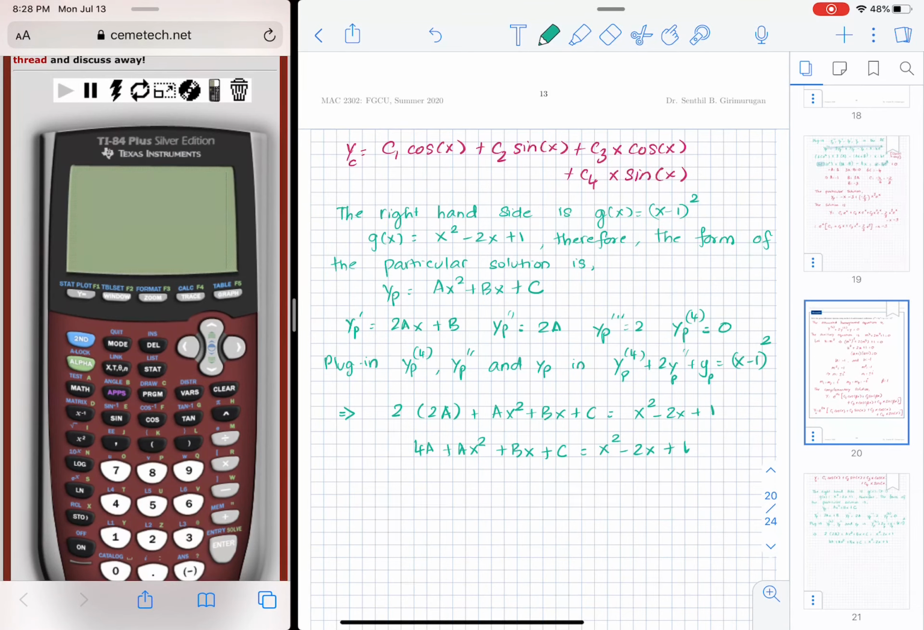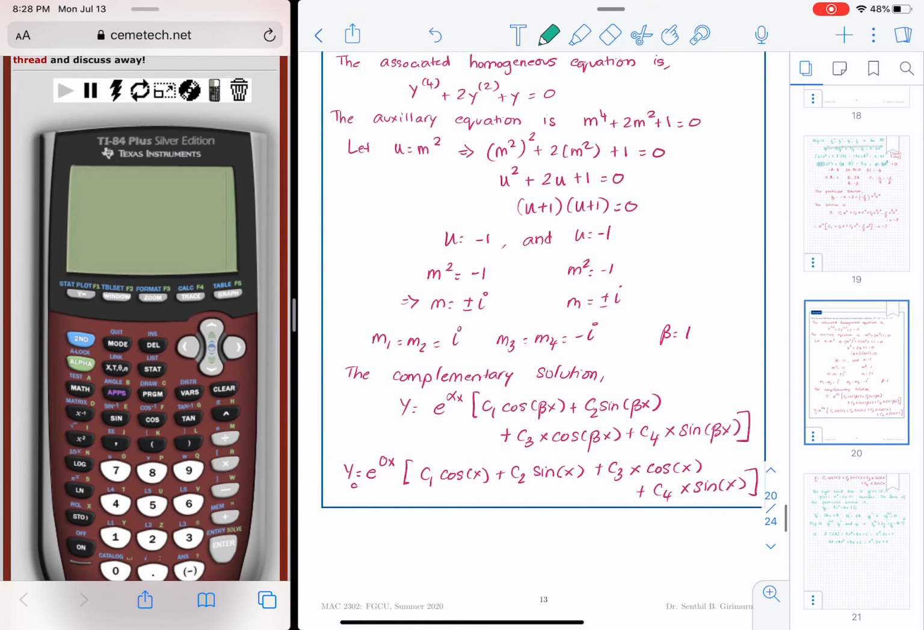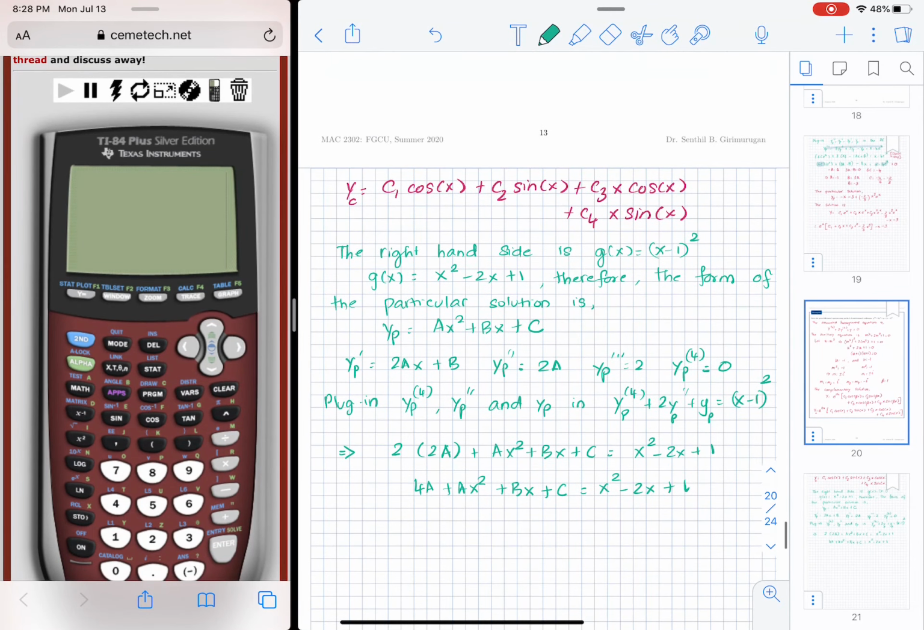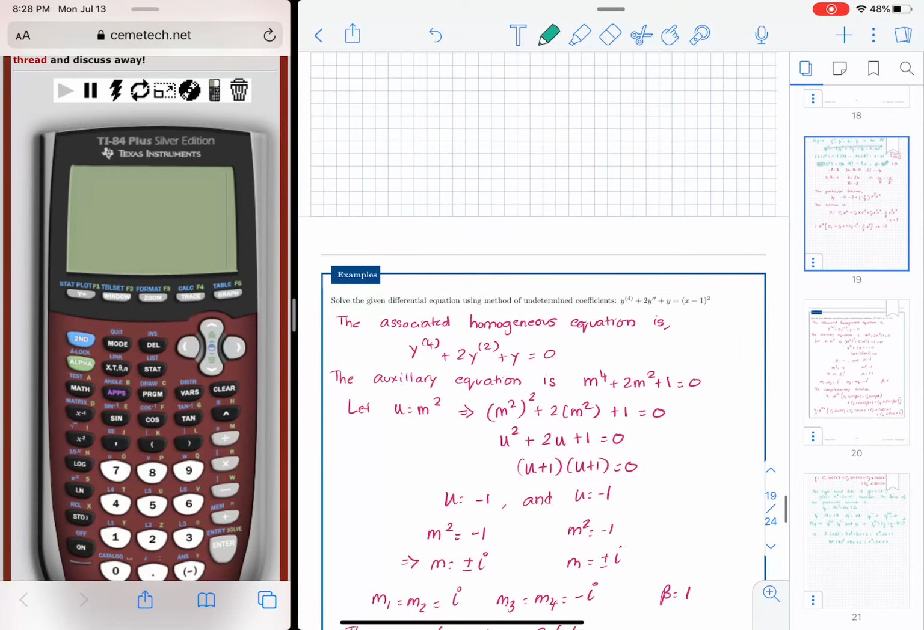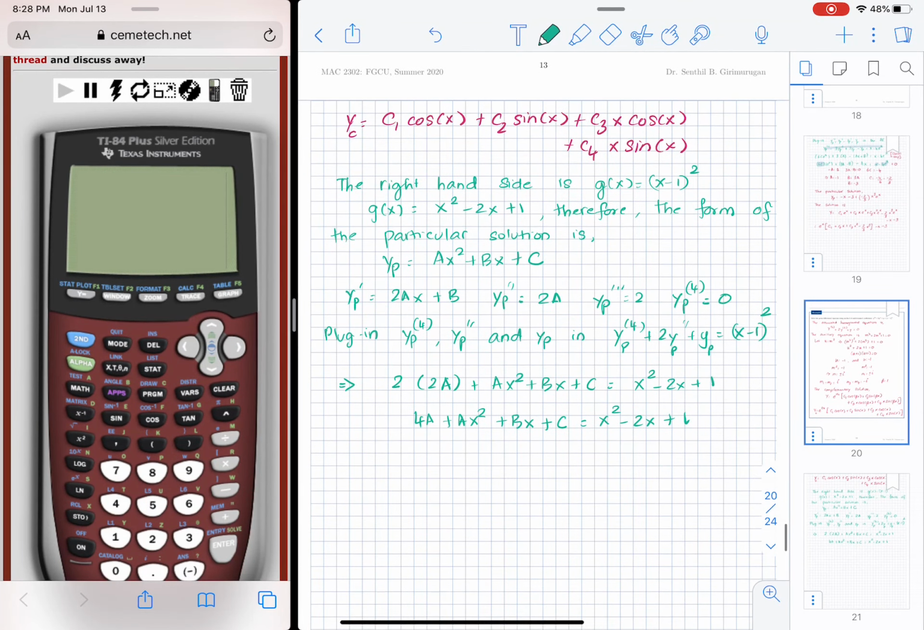Second derivative is 2a, and I have a 2 in front of it, plus y plus yp. So let me combine and see what happens. So I would have ax squared plus 4a plus b times x plus c equals x squared minus 2x plus 1. Now I could do a direct comparison.